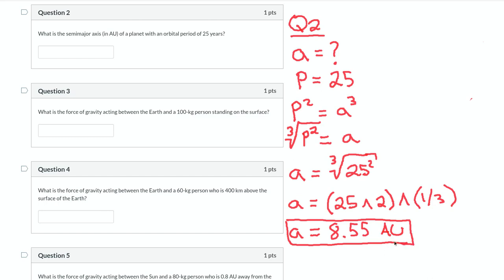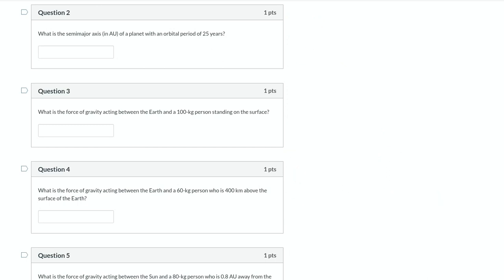Now, just like before, this equation we used here, where we solved for the semi-major axis, you could write that right on your equation sheet, so that you don't have to do that step of algebra every time you solve a problem like this. In fact, I would encourage you to do that. Okay, now let's move on to some gravity problems.